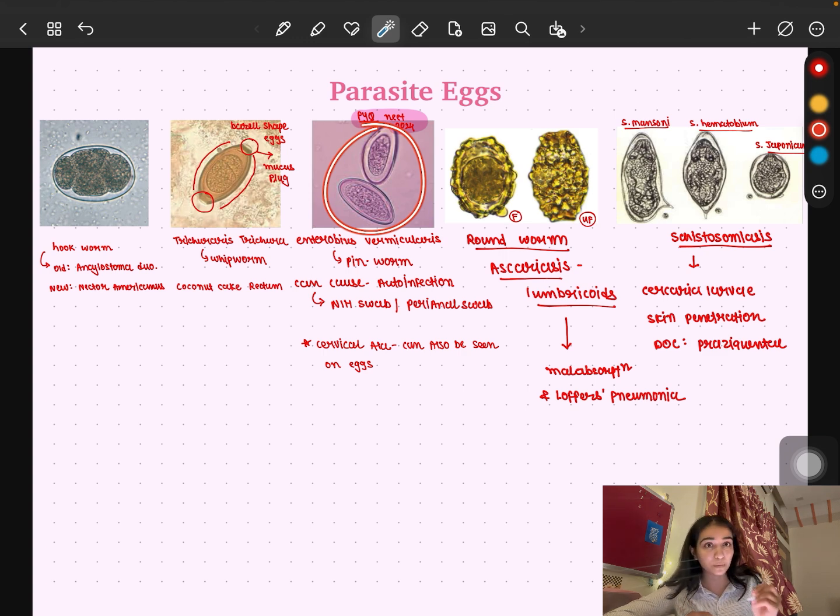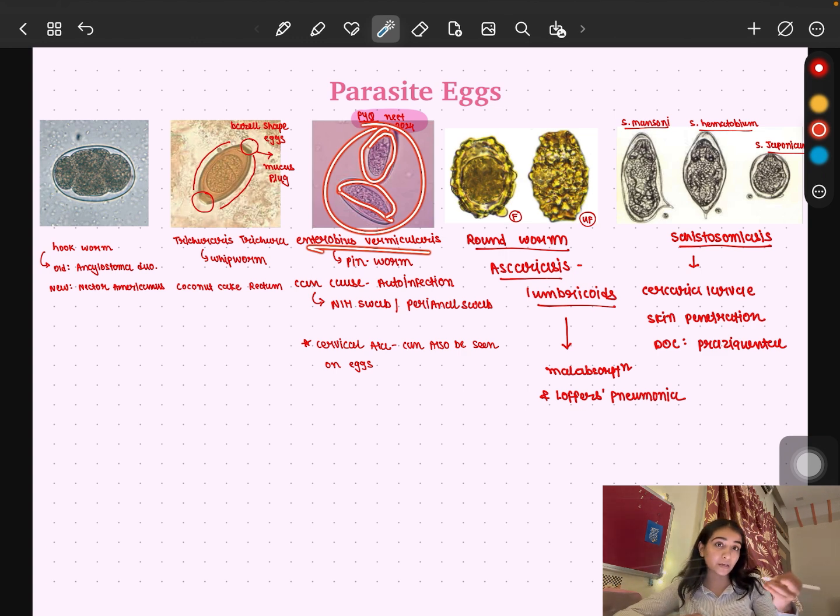So what is pinworm? It is Enterobius vermicularis, and it can cause auto-infection. You can see this is the egg of pinworm. It causes auto-infection, and it usually happens in children. You can apply scotch tape and remove it, and when you remove it near the anal canal, you'll see some worms and eggs.